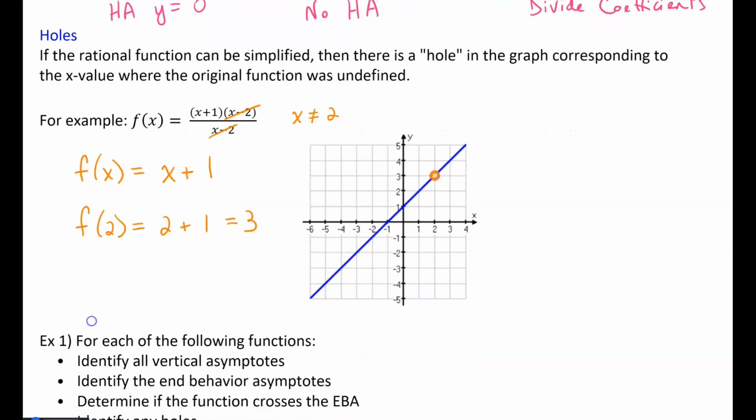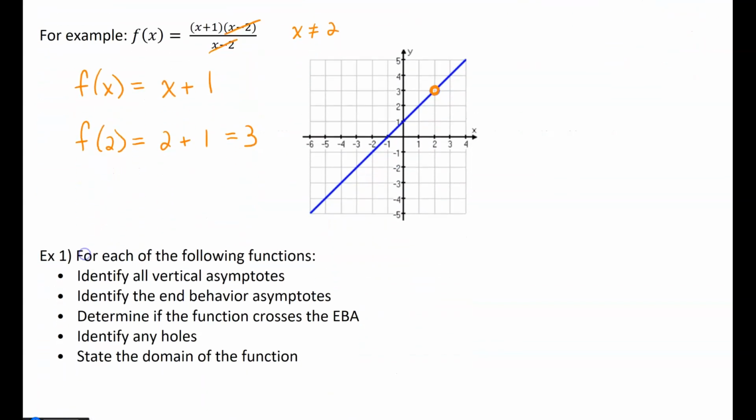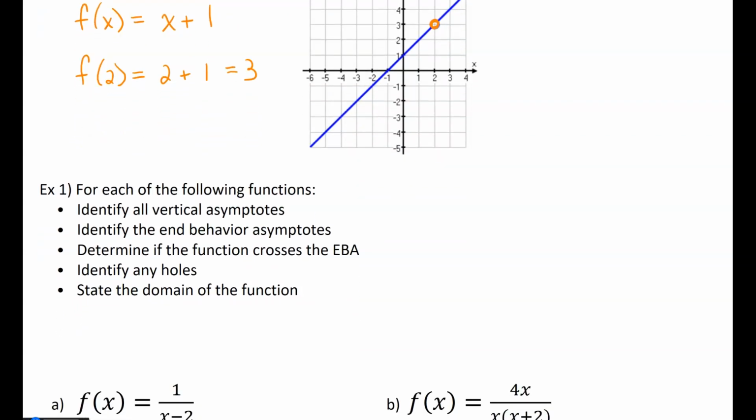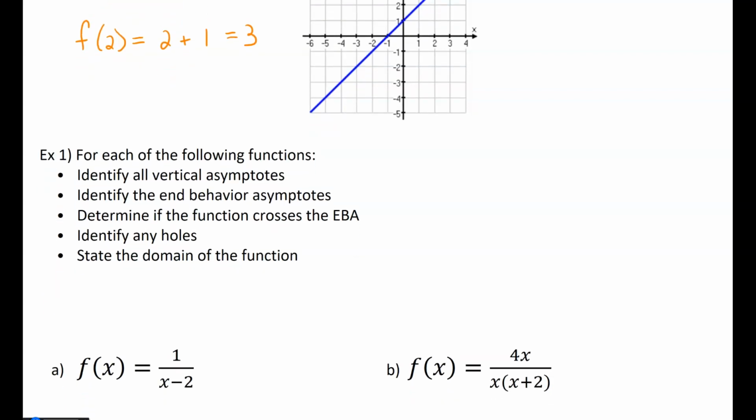Okay, so we're going to take all this information and start bringing things together. So these first several examples that we're going to run through, we're not even going to create the graph of. I just want us to practice finding vertical asymptotes, finding the end behavior asymptotes, checking to see if we have a cross of our end behavior, checking for any holes, and then the last thing is we're going to state the domain of each function.